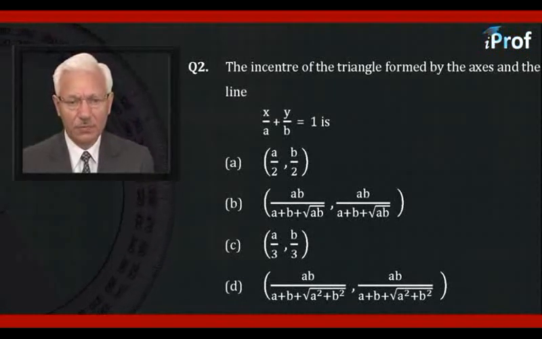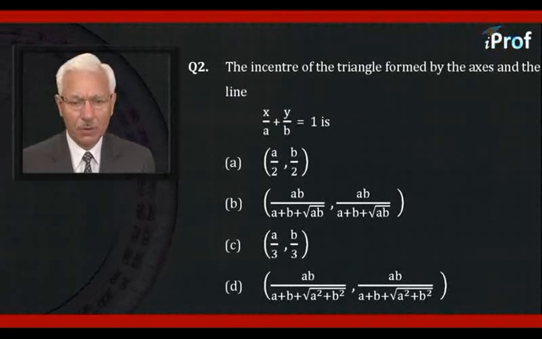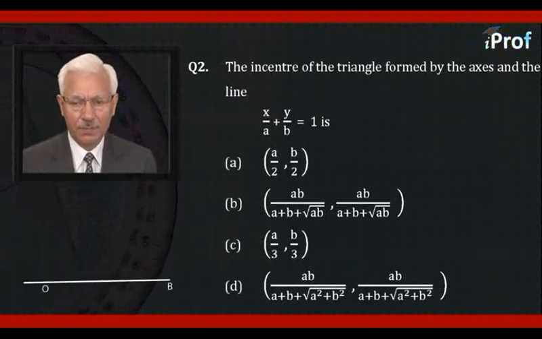Next question is, the incenter of the triangle formed by the axes and the line x upon a plus y upon b equals 1 is: first option is a upon 2, b upon 2. Second option is ab upon a plus b plus square root of ab, ab upon a plus b plus square root of ab. Third option is a upon 3, b upon 3. And last option is ab upon a plus b plus square root of a square plus b square, for the y coordinate as well.